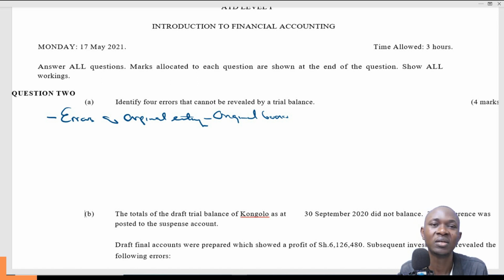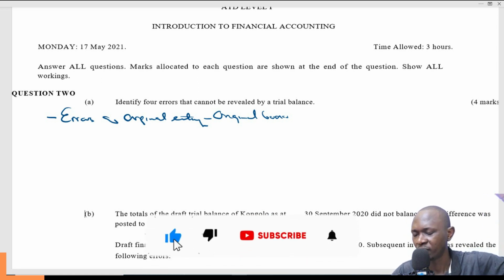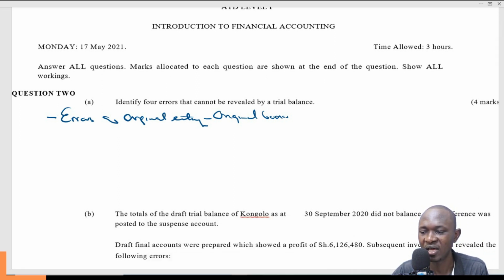The debits and the credits will be the same, and so the trial balance will not have revealed the error because it was made in the original book of entry. When I talk of original books of entry, I'm talking about things like the sales day book, the purchases day book, the petty cash book, the cash book itself, the return inwards. Those are original books of entry, and also the source document. The error could have been made in the source document, so the trial balance might not be in a position to reveal that error.